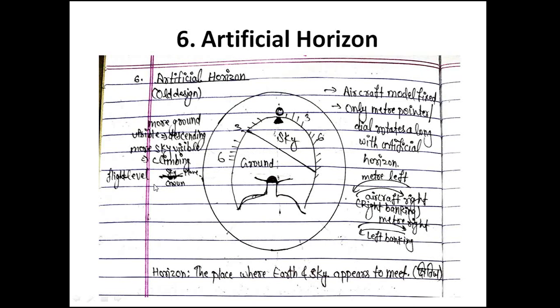If more ground is visible, it means you are descending. See here, more ground is visible, it means the aircraft is descending. If more sky is visible, it means it is climbing. If an equal portion of sky and ground is visible, it means your aircraft is in level flight.